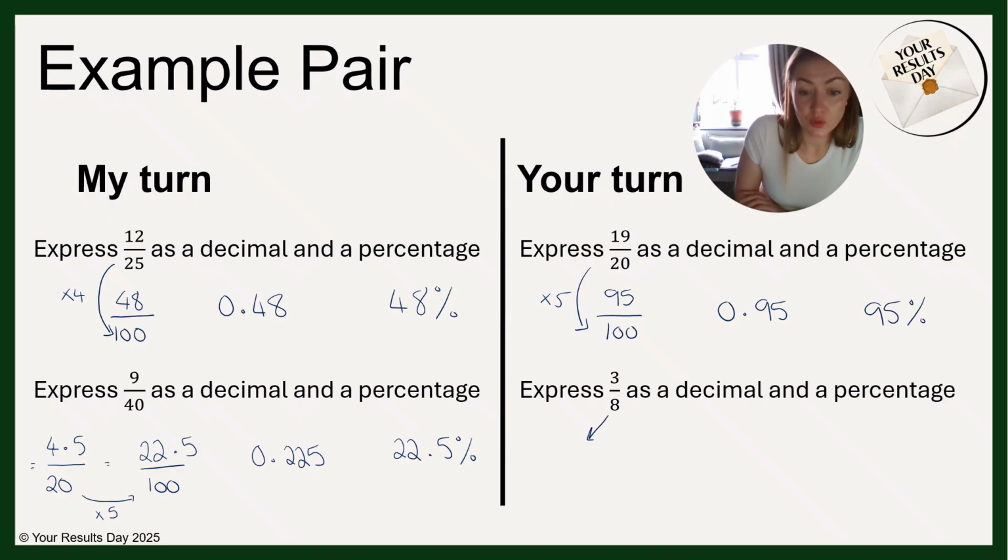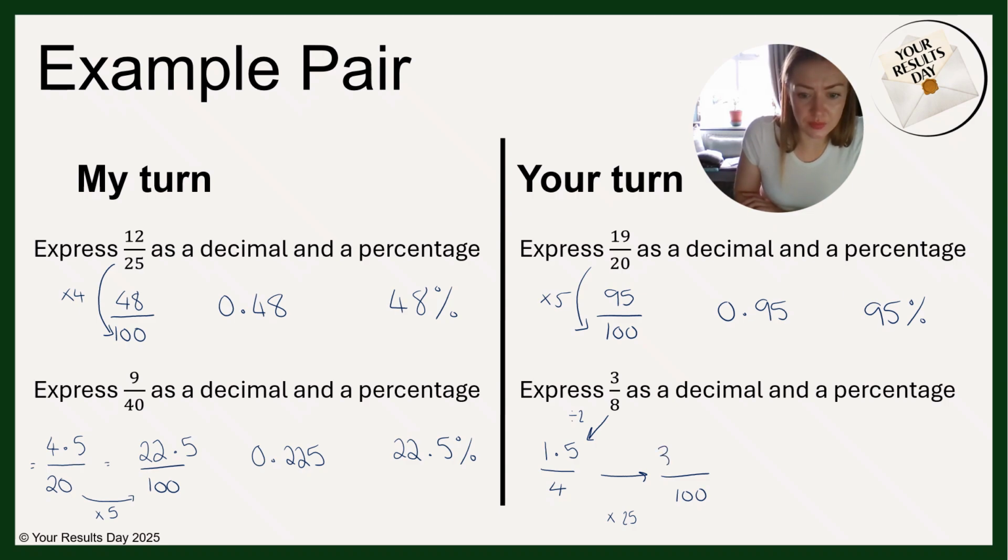Over 8, oh, this one's a bit tricky. Let's go over 4. I'm using that as my stepping stone. You could have used 2, you could have used 1, but both of those will be more tricky to deal with the 3 on top. And then from the 4, we'll be able to go up to 100. So to get from 8 to 4, I divide by 2. 3 divided by 2 is 1.5. And then 4 to 100 is times by 25. One lot of 25 is 25. And 0.5, or a half of 25, is 12.5.